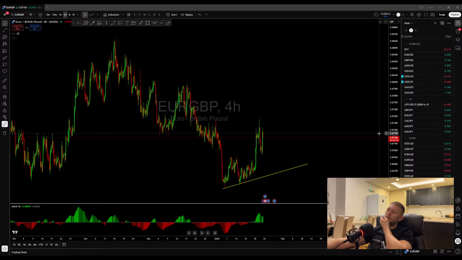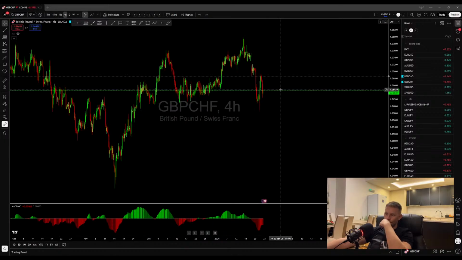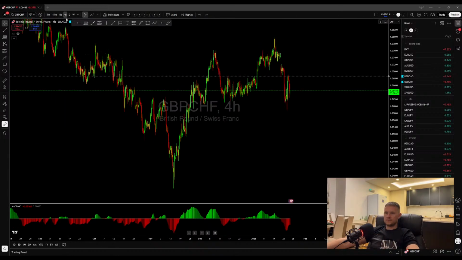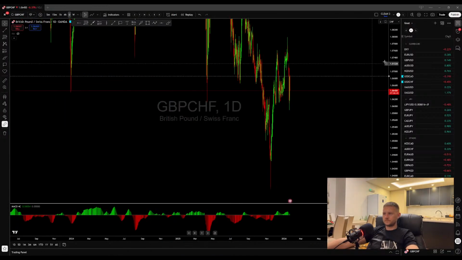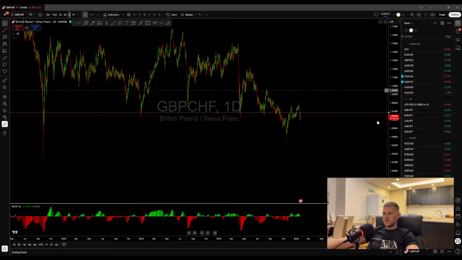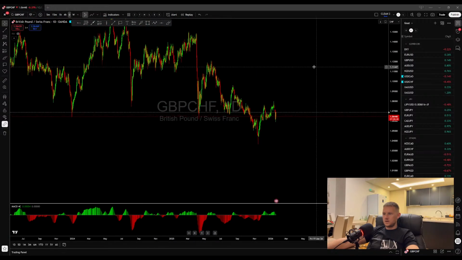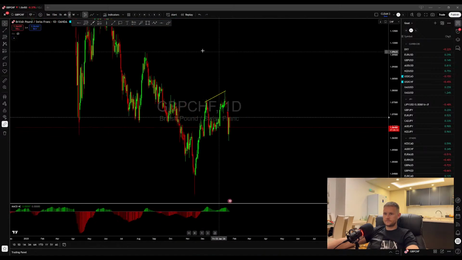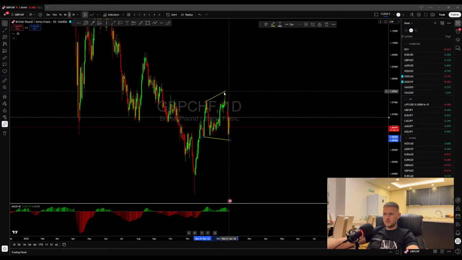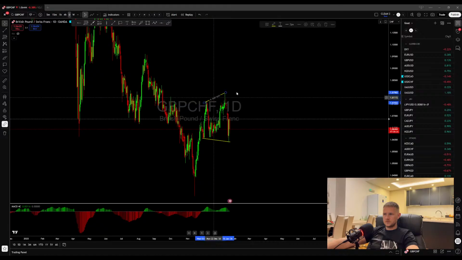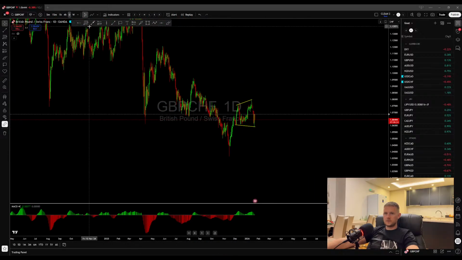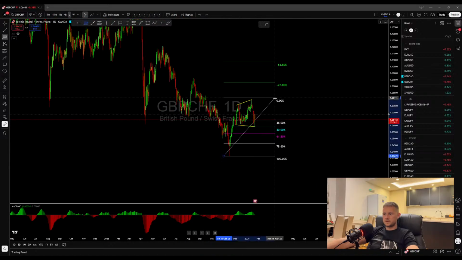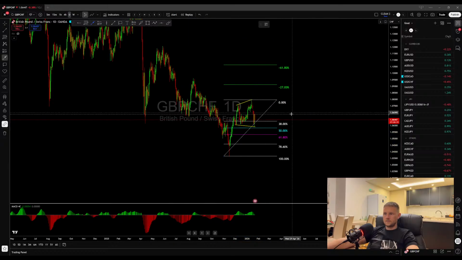Pound Chief. I think this one can go higher. We are pullbacking, and I think this is the correction. This is the correction, I think. And we are going at least to 270, then we will see the drop. I think this will be the move.